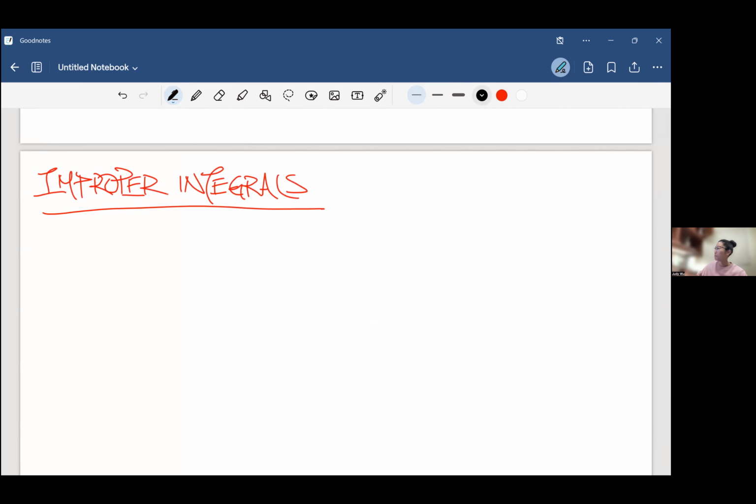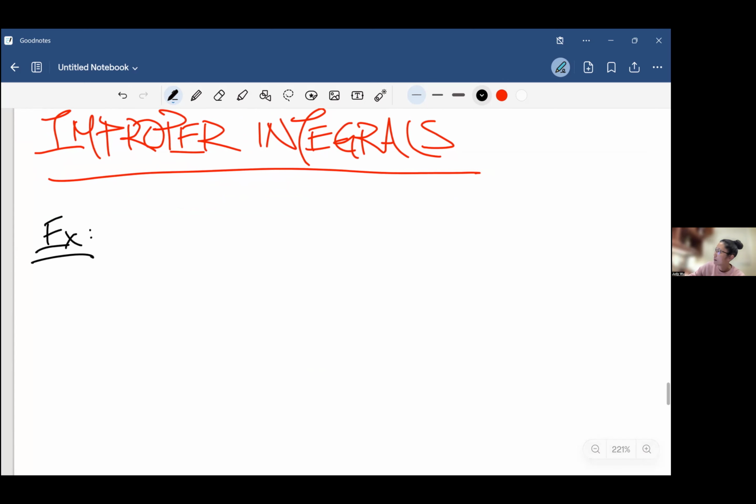All right. So for improper integrals, we have the integrals where we have infinity in the bounds. So let's take a look at an example. I've got an integral from 2 to infinity of 1 over x to the fourth dx.